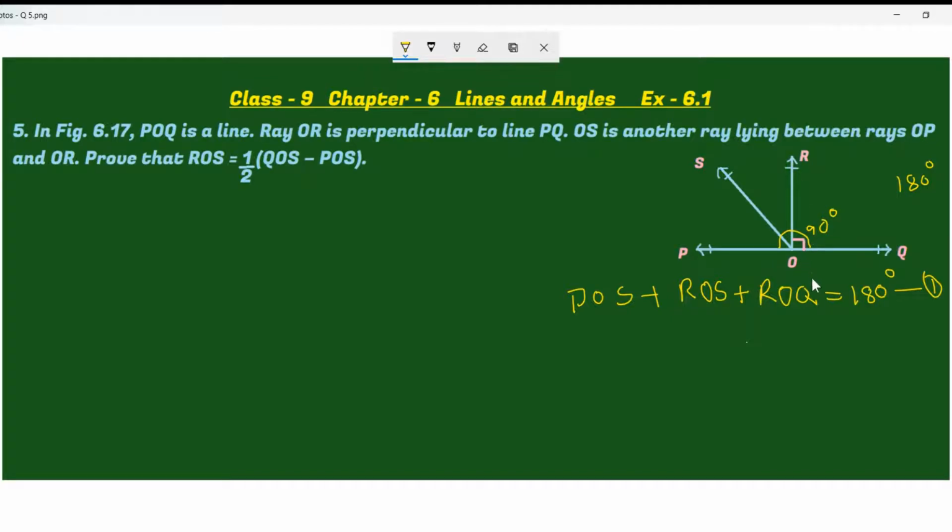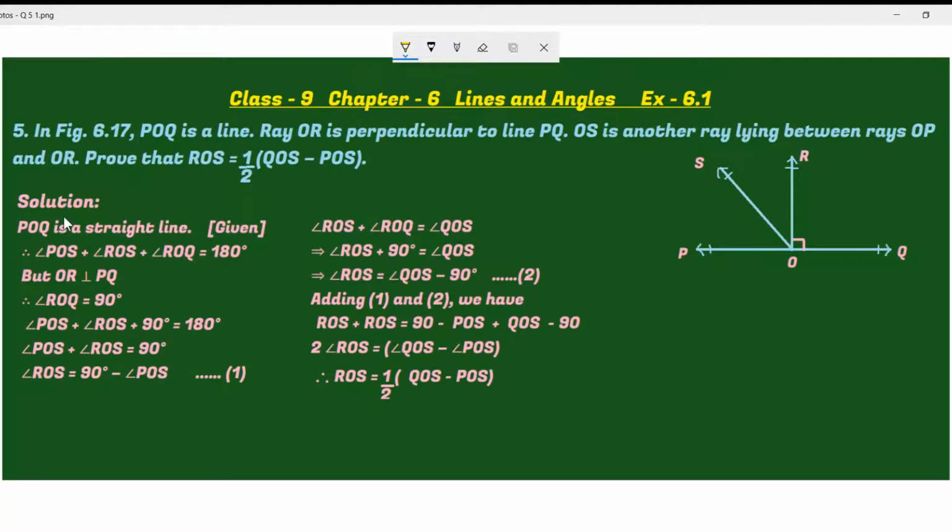Next we have to form one more equation. For that we will take the angle QOS. What is QOS? QOS is equal to ROS plus ROQ. This is the second equation. By using these two equations, we are going to prove ROS is equal to half of QOS minus POS. Let's prove.